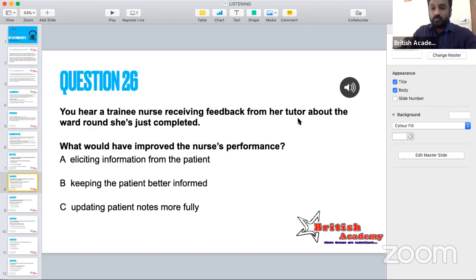You hear a trainee nurse receiving feedback from a tutor. So a tutor is the first person who will be giving feedback to this nurse, wherein this nurse would be responding to the questions asked by this tutor. So what was the experience? How was the experience? That is something we are going to listen to.